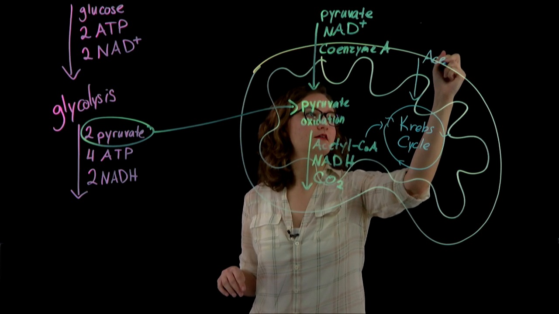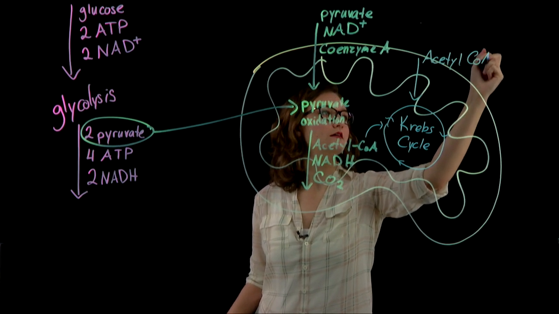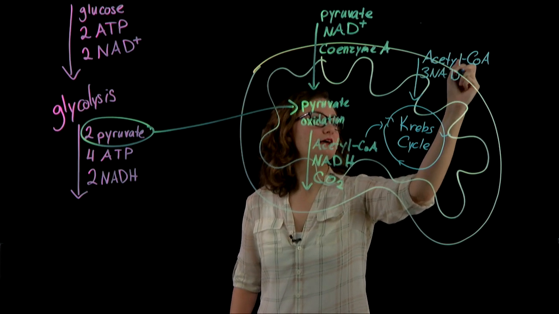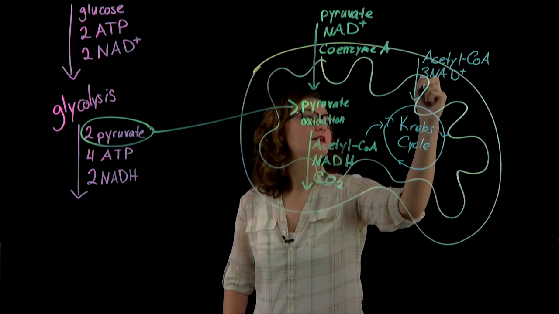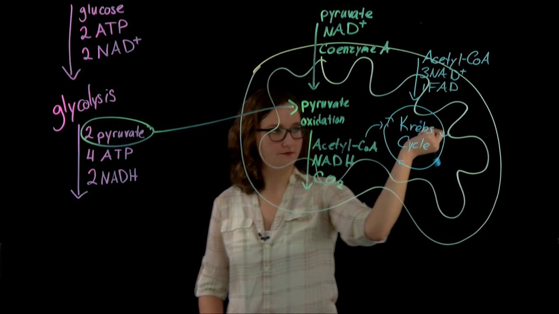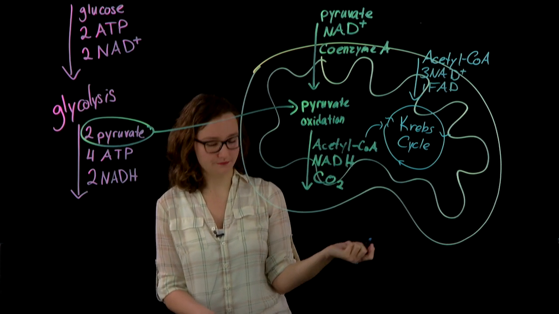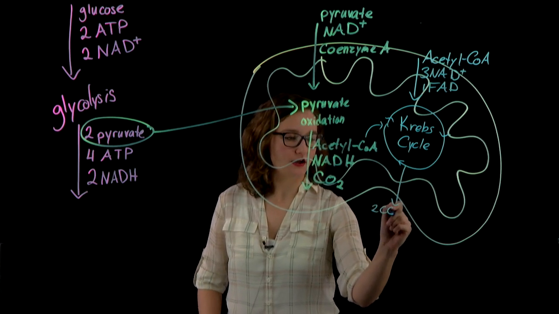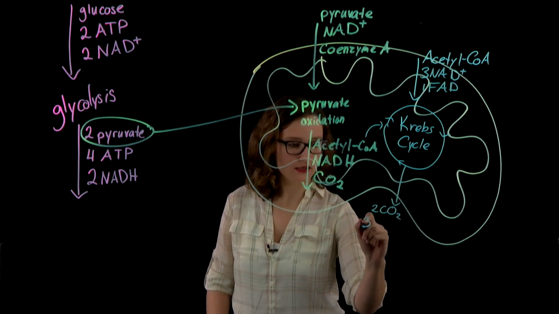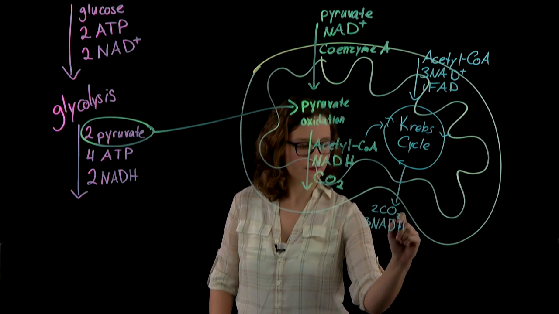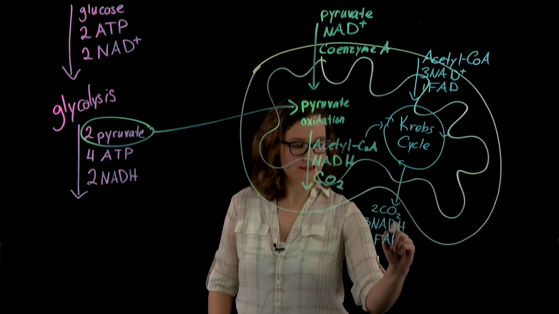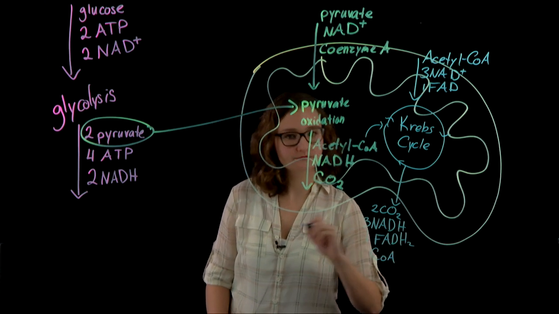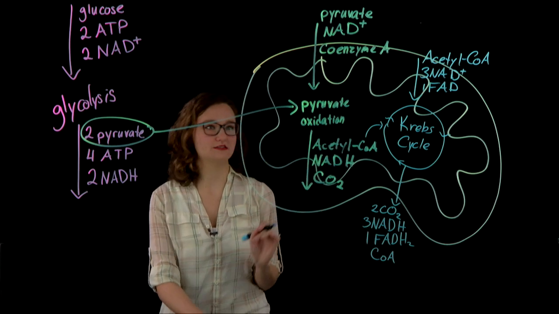acetyl-CoA, we put in 3 NAD+, and we put in 1 FAD, which is just another kind of electron carrier. So out of this, we get 2 carbon dioxides, we get 3 NADHs, we get 1 FADH2, and we get our coenzyme A back, which can go back and do this into the pyruvate oxidation.